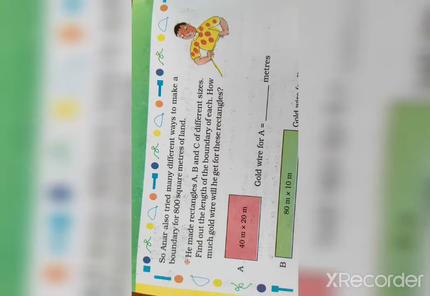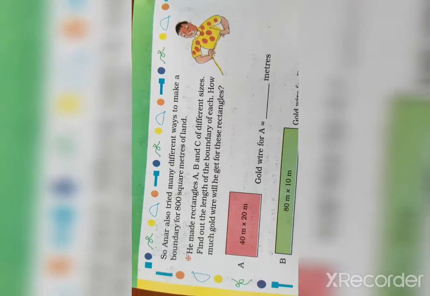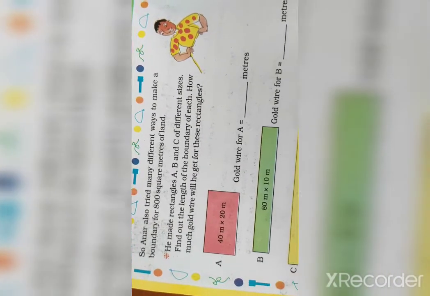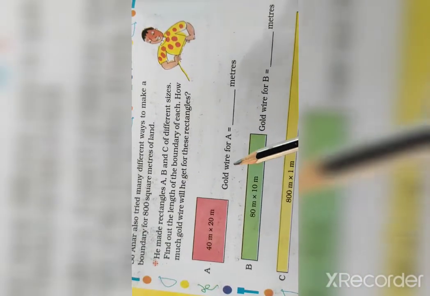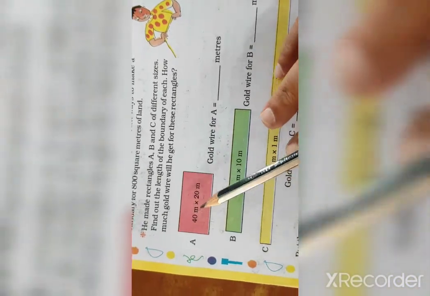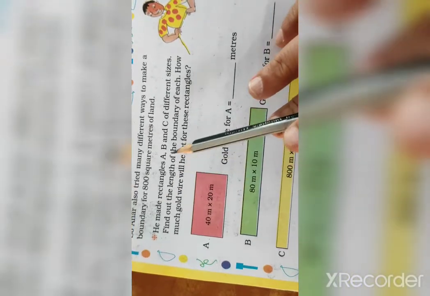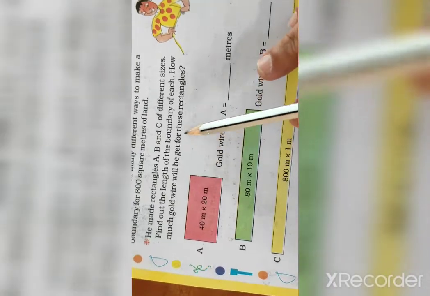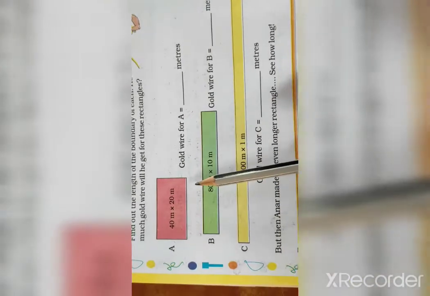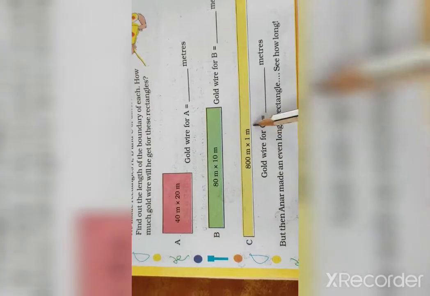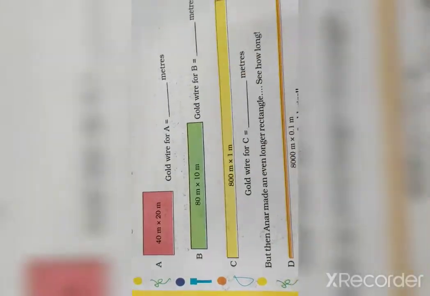Okay, now see, Anar also tried many different ways to make a boundary of 800 square meters of land. He made rectangles A, B, C of different sizes. Find out the length of the boundary of each. How much gold wire will he get for this rectangle? Gold wire for A. See here, 40 by 20. So the area will be length into breadth, 800 square meters.